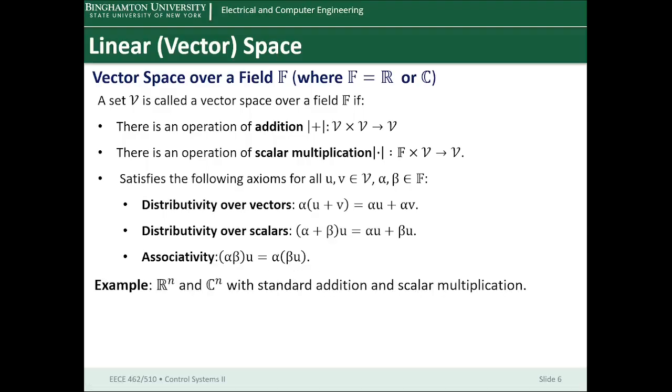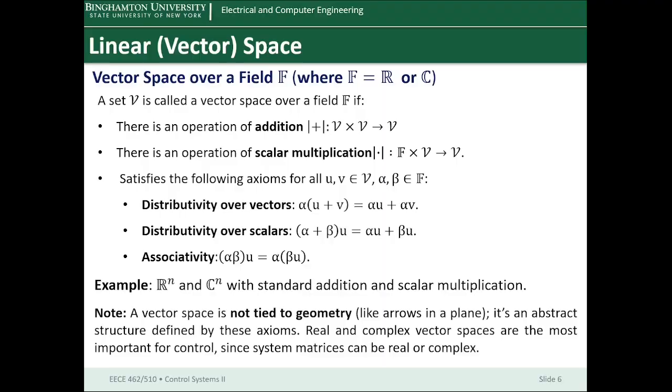Let me give you a simple example. Rn and Cn, the space of n-dimensional real or complex vectors. If you add two vectors in Rn, the result is still in Rn. If you multiply a real number by a vector in Rn, the result is still in Rn. It's easy to check that distributivity and associativity also hold. Vector spaces are not tied to geometry. They are abstract structures defined by these axioms.